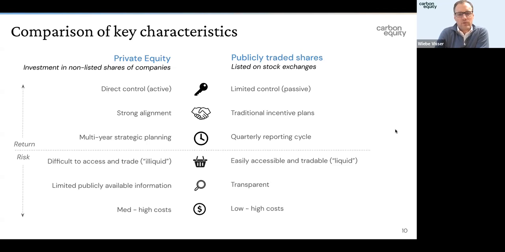The cost levels can be different. To access private equity, there are medium to high costs involved depending on which strategy you choose. Whereas for publicly traded stocks, there are products available that are super cheap. So these are kind of the drivers of the risk return profile of each of the two opportunities. And it's good to understand that.